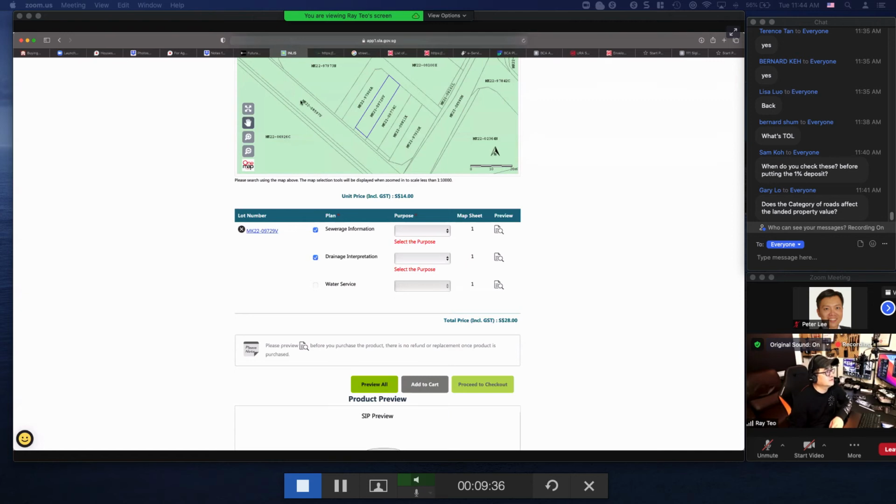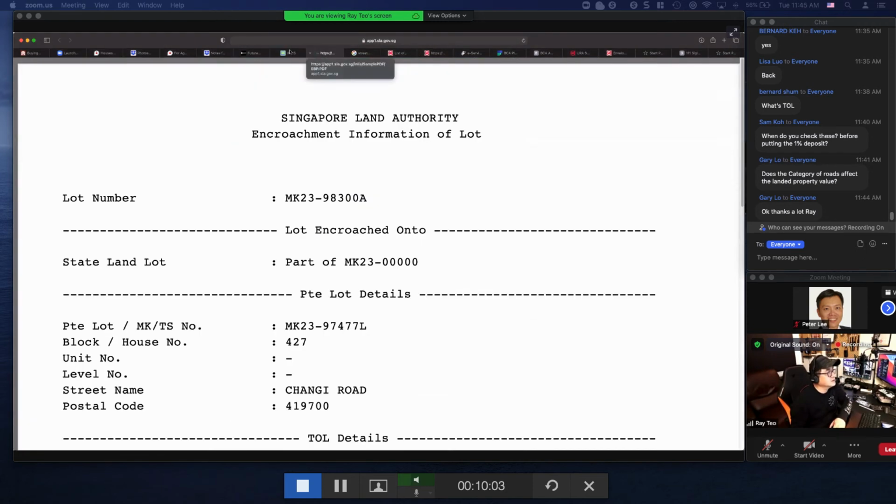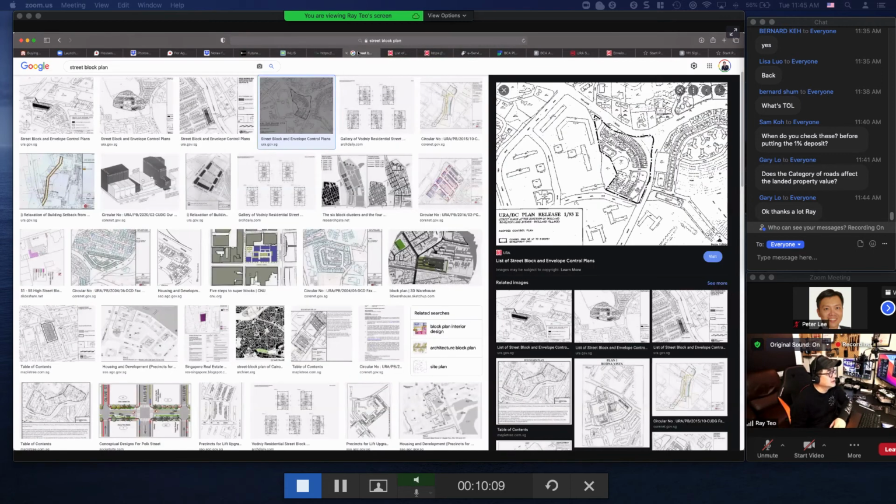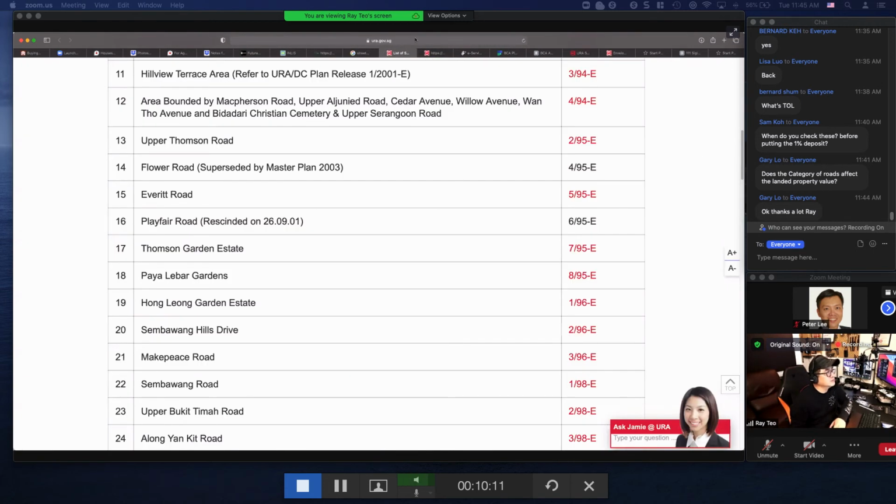The setback requirement for Cat 3 to 5 is 7.5 meters. Category 1 is 12. I can't remember how much Category 1 is because no landed fronts it, but at the back maybe you have to set back from the PIE or ECP if your back is fronting the ECP or PIE. So these are the various things that you can check. For landed properties especially, the other one is street block plan. I haven't reached there yet.